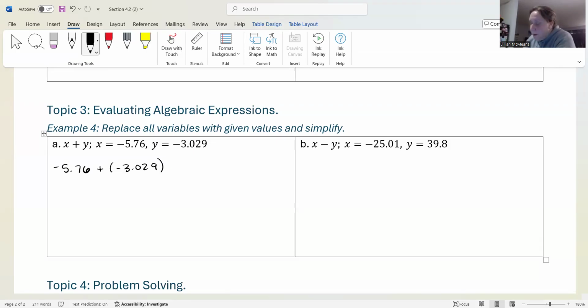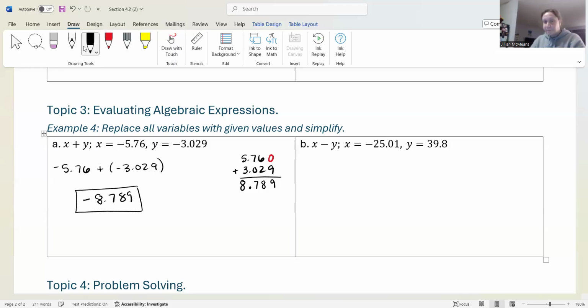Okay. So off to the side, I'm going to take 5.76. I'm going to add 3.029. You could have easily done 3.029 plus 5.76. Addition's commutative. I just wrote it this way to remind you that you need the filler 0. All right. And we add column by column. So 0 plus 9 is 9. 6 plus 2 is 8. 7 plus 0 is 7. Drop down your decimal. And then 5 plus 3 is 8. And remember, we were adding two negative numbers, so our final answer is negative 8 and 789 thousandths.